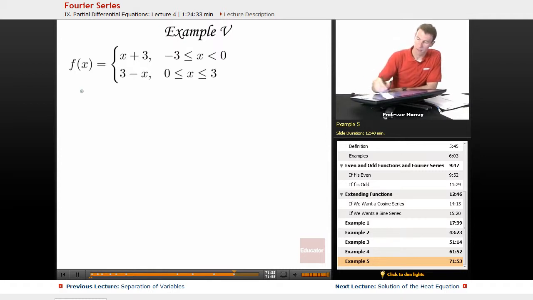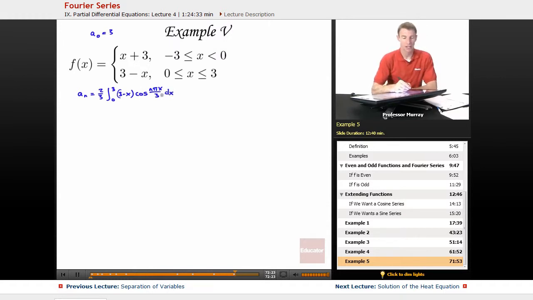So let me remind you what we figured out on the previous slide. We figured out that our A0 was equal to 3. Our general An is 2/3 times the integral from 0 to 3 of (3 minus x) times cosine of n pi x over 3 dx. And I want to integrate that, but that's going to require integration by parts.